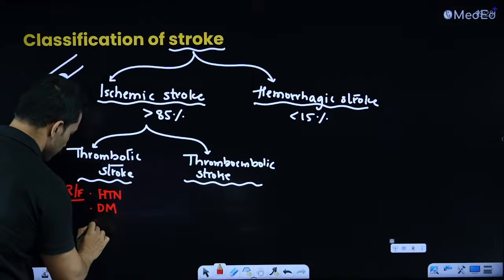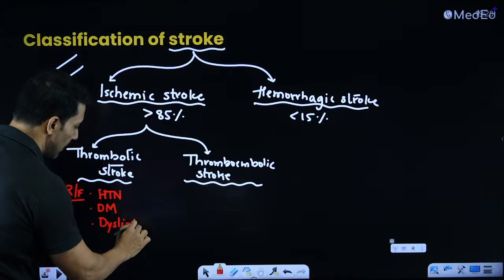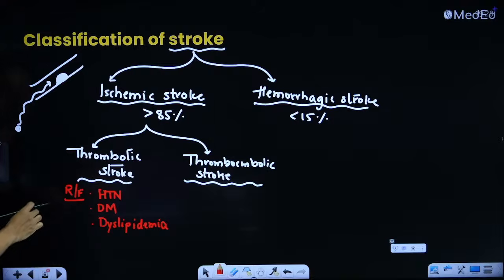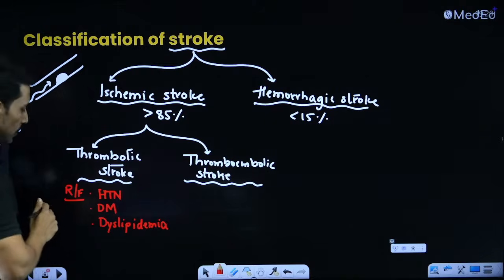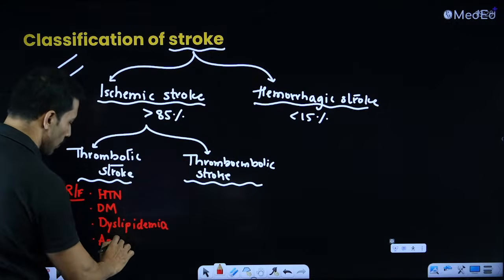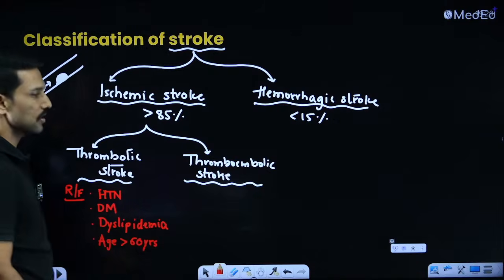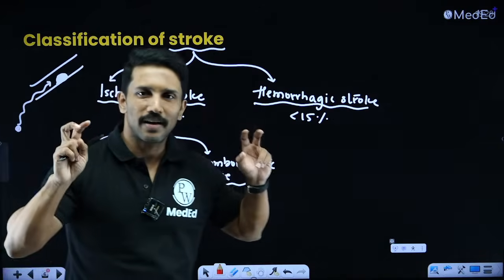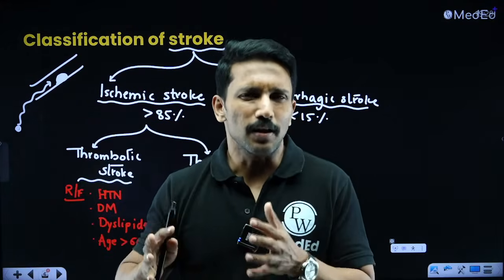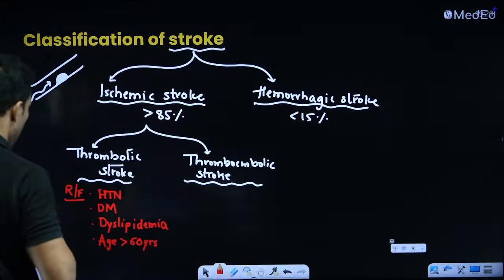Then dyslipidemia, because if you have a very high LDL-C, there is increased deposition of atheromatous plaques in the blood vessel that increases the risk of endothelial injury. Then age. Most cases of stroke occur after 60 years. That doesn't mean strokes do not occur before 60 years. We have a separate category of patients which can be classified as stroke in young, but otherwise majority of the cases of stroke that we see are generally elderly. So age is an important risk factor.